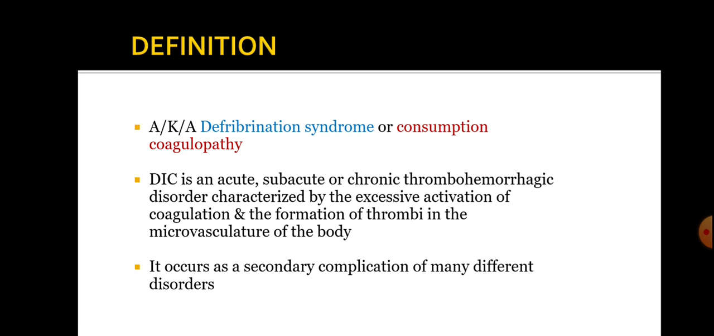It is an acute, subacute or chronic thrombohemorrhagic disorder characterized by the excessive activation of coagulation and the formation of thrombi in the microvasculature of the body. It always occurs as a secondary complication of many different disorders.